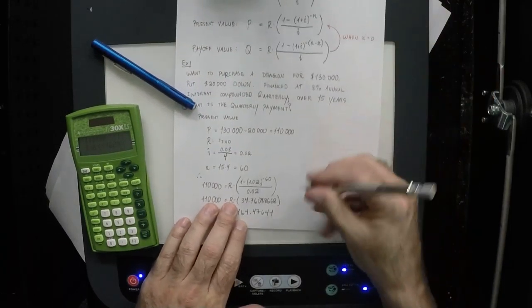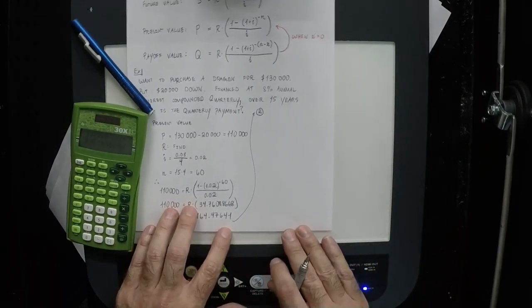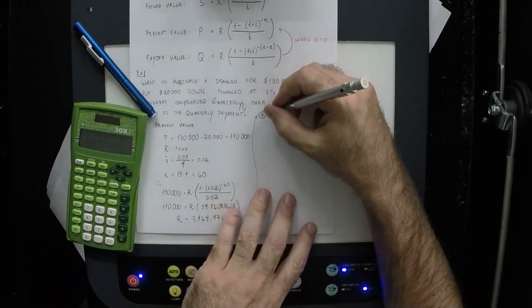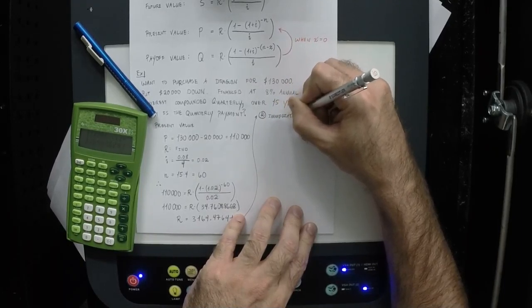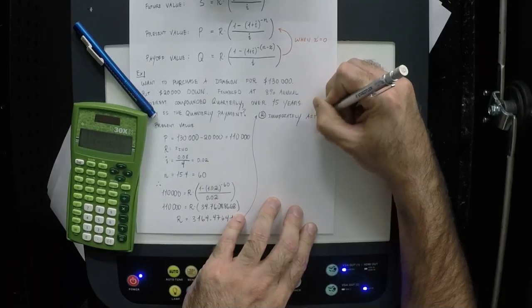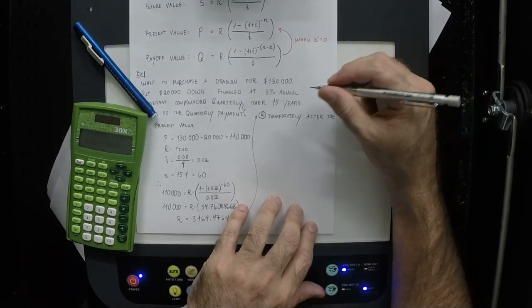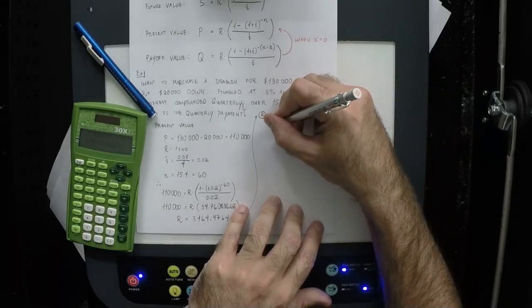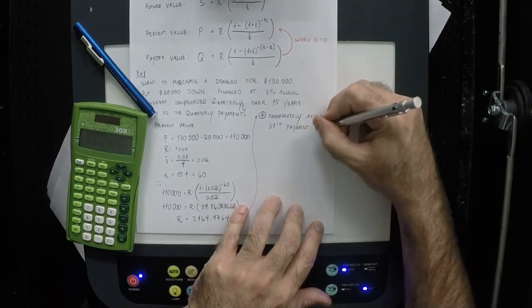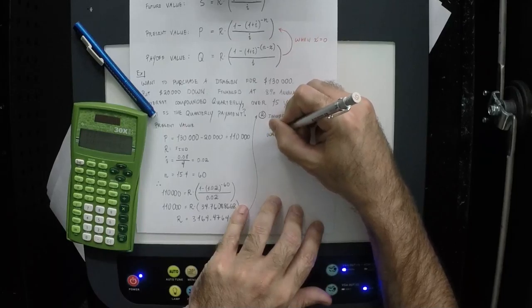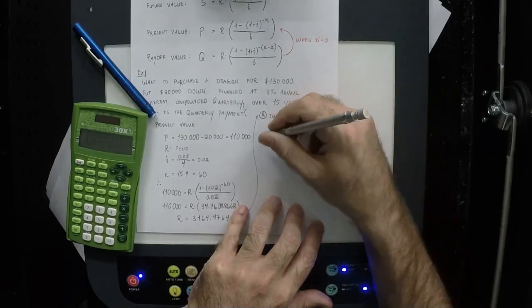So suppose, for question two, we were to say, suppose immediately after, so we have 60 payments to make. So let's suppose that, say, immediately after the 37th payment, you want to pay it off. How much do you owe?